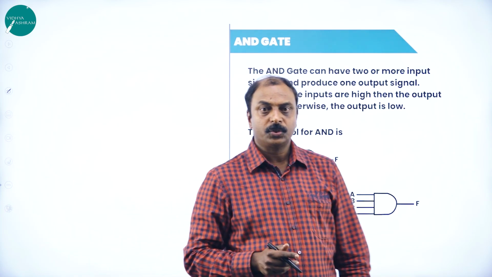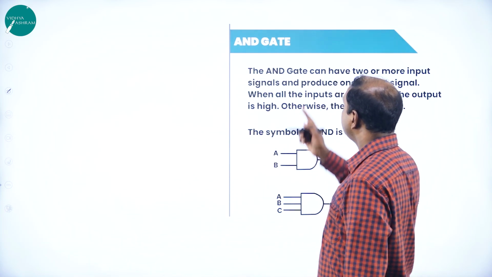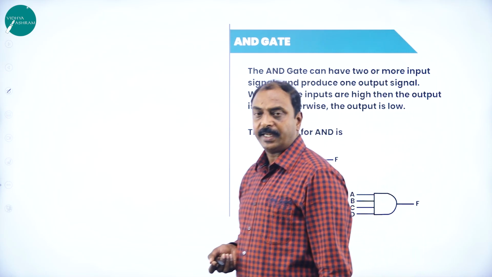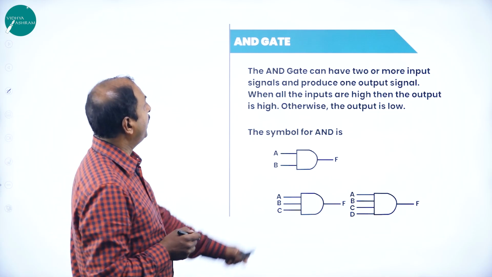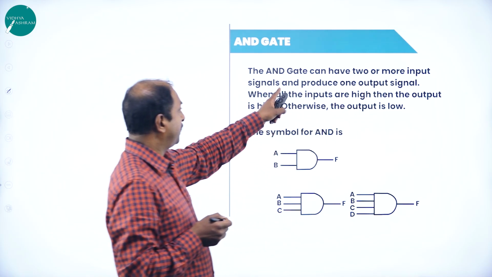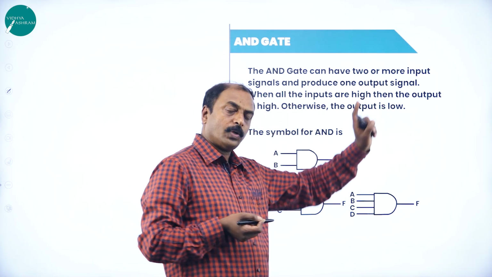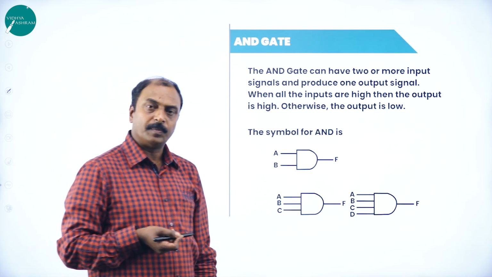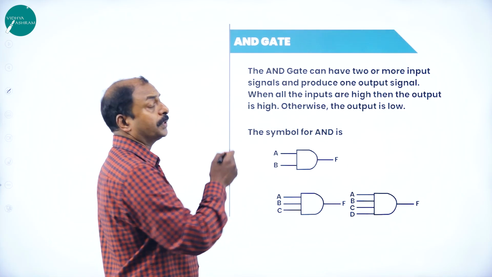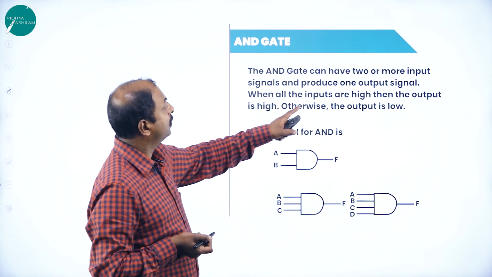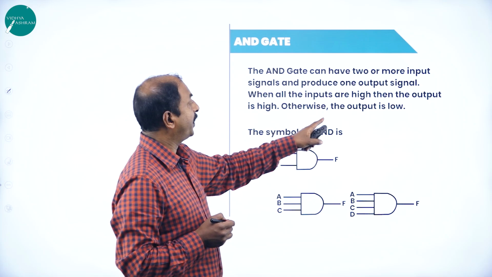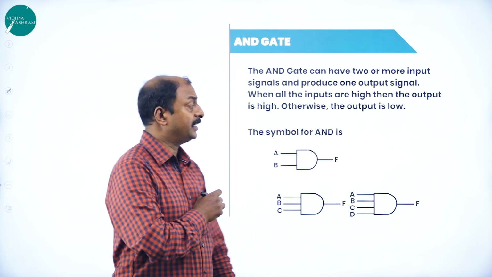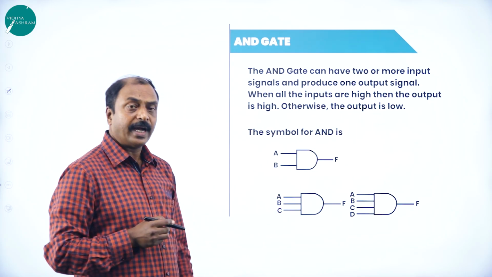Now let us move on to one more gate, that is the AND gate. What is an AND gate? Again, it is a digital circuit or logic circuit. It takes two or more input signals and always produces one output signal. That is the common definition. And here, what would be the output of this? When all the inputs are high, then the output is high, otherwise the output is low. That is the basic definition of AND gate.